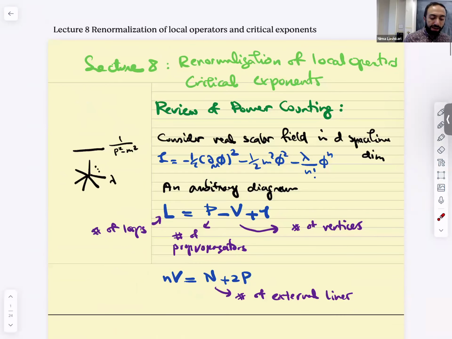We discussed a real scalar field in d space-time dimensions with the following action, which is minus half del mu phi squared minus half m squared phi squared. There's a mass term, there's a lambda phi n term. I keep it phi n to just make a point. So what do Feynman diagrams look like?